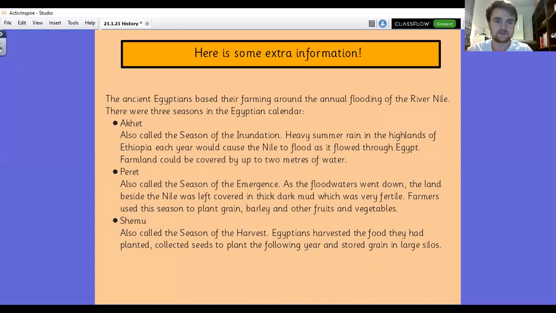Peret, also called the season of the emergence. As the floodwaters went down, the land beside the Nile was left covered in thick, dark mud, which was very fertile. Farmers used this season to plant grain, barley, and other fruits and vegetables. And Shemu, also called the season of the harvest. Egyptians harvested the food they had planted, collected seeds to plant the following year, and stored grain in large silos.